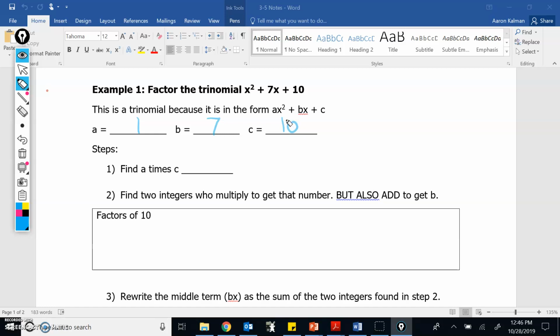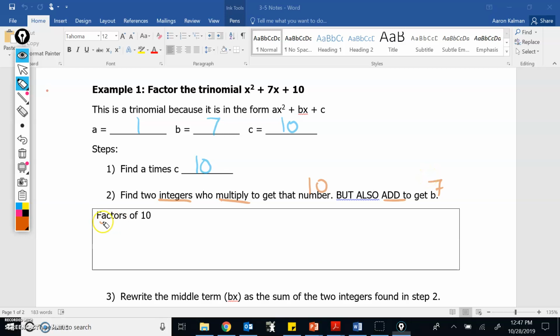The first step in finding the factors is to do a times c. 1 times 10 is 10. The next part, which is the harder part, is finding two integers, and that means positive or negative whole numbers, that multiply to get 10, but also add to get the b value, which was 7.